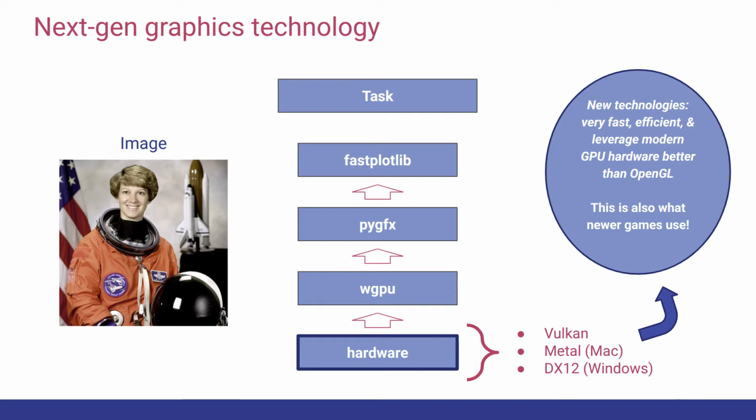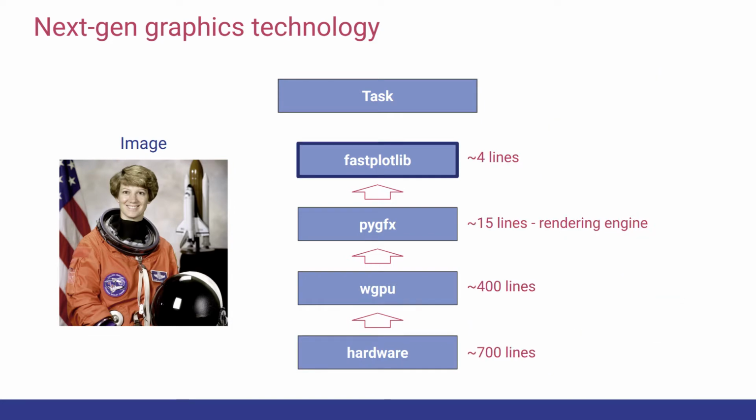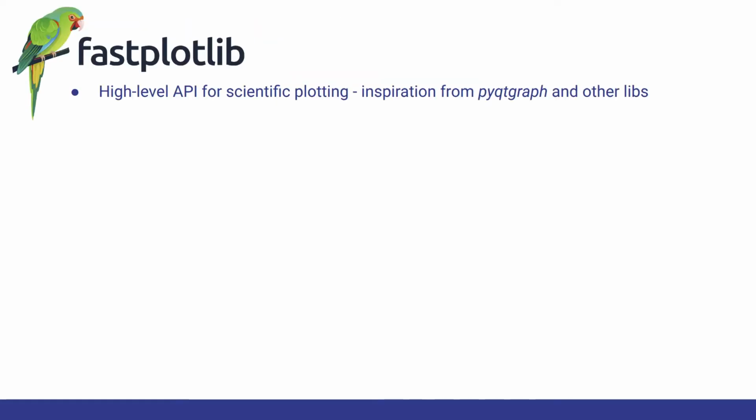And so we're making this transition to these newer graphics hardware, which really allow us to have these powerful interactive scientific visualizations. And so for the remainder, we're going to spend our time at the fastplotlib level, which is where we really care about, and it's roughly 4 lines of code. And so, what is fastplotlib?